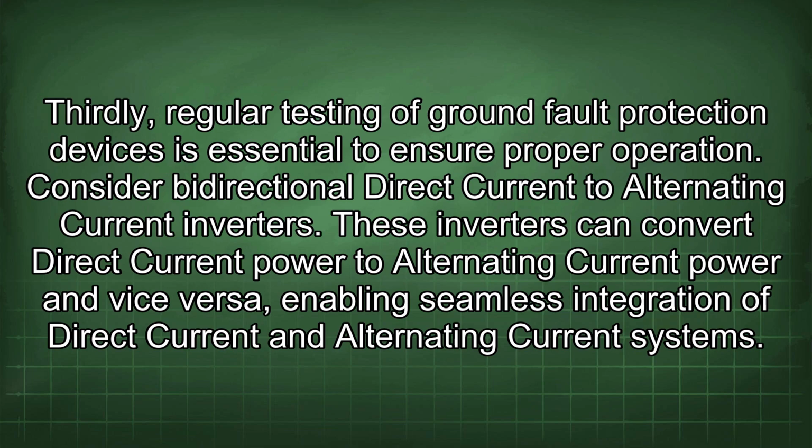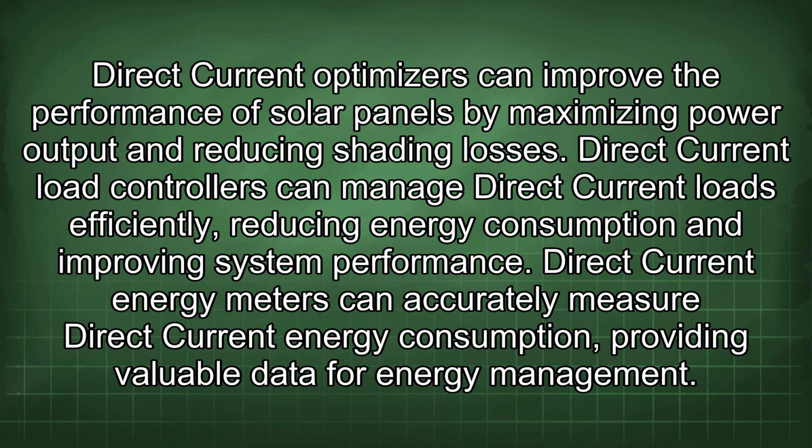Consider bidirectional direct current to alternating current inverters. These inverters can convert direct current power to alternating current power and vice versa, enabling seamless integration of direct current and alternating current systems. Direct current optimizers can improve the performance of solar panels by maximizing power output and reducing shading losses.